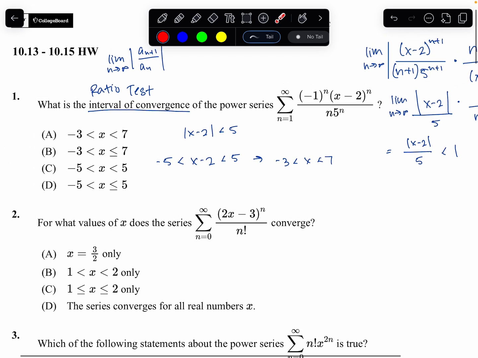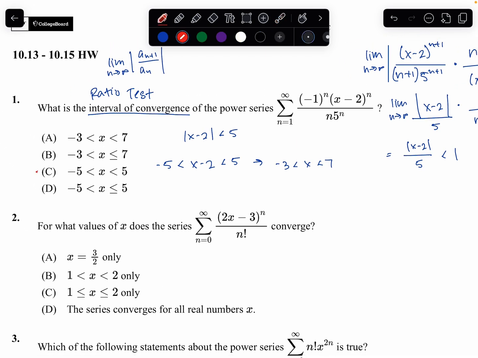Now, there are two options here, so it's not going to be C, it's not going to be D. It's all dependent on whether or not I include the endpoint of 7. So how do I know if I'm going to include 7 or not? Or for that matter, how do I know if I'm going to include negative 3? Well, we're not, because there's not an option that does, but this is how you would do it if you needed to show.